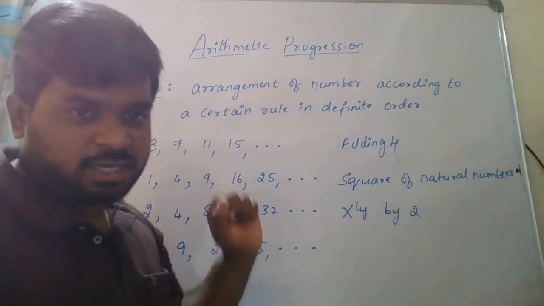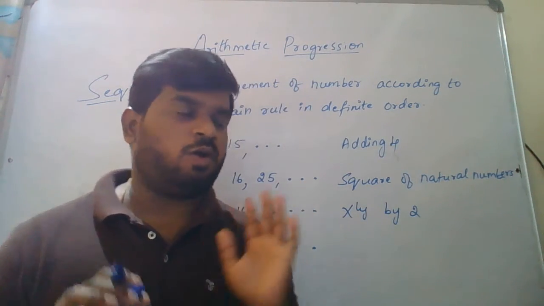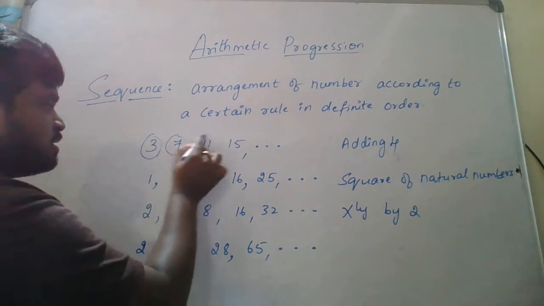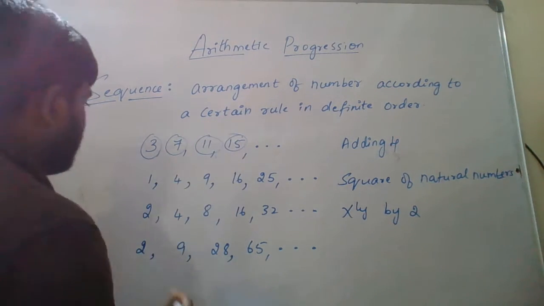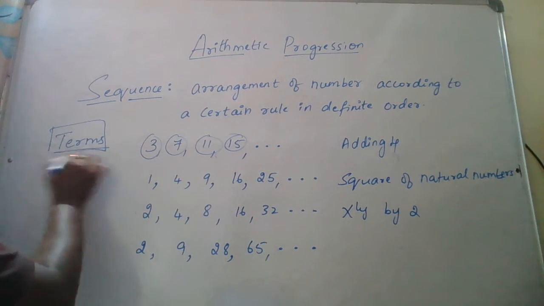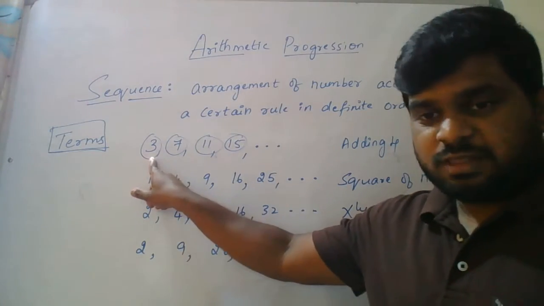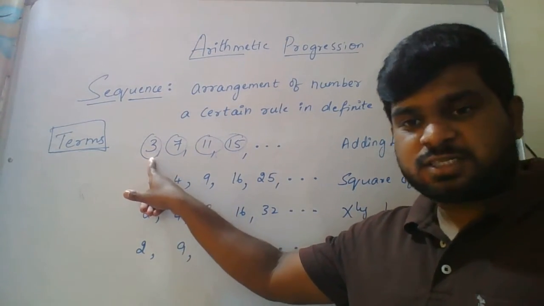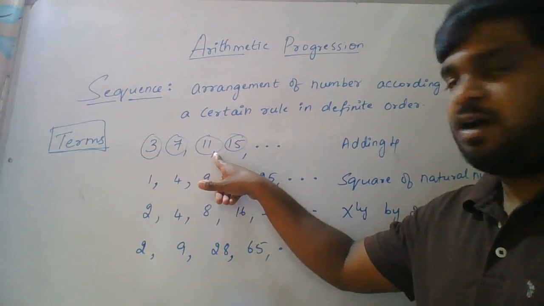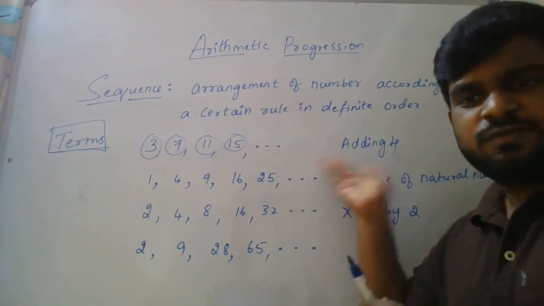So we got to know what is sequence. Sequence is simply the arrangement of numbers according to a rule. Now, each number in the sequence is called a term. This number is in the first place, so we call it the first term. This is in the second place, so we call it the second term. This is in the third place, the third term. This is in the fourth place, fourth term, and so on. Fifth place, fifth term, and so on.